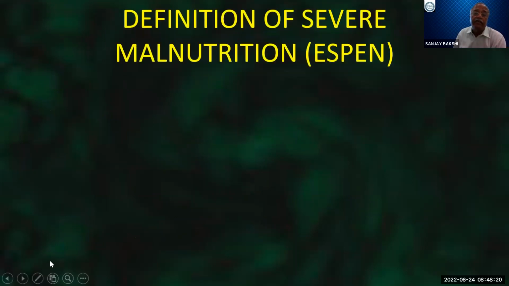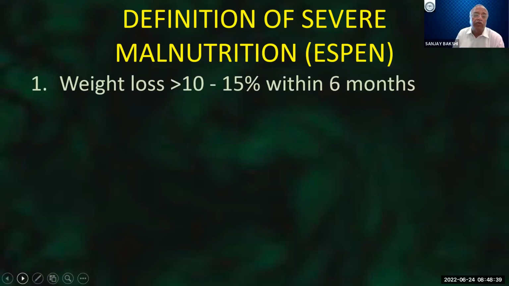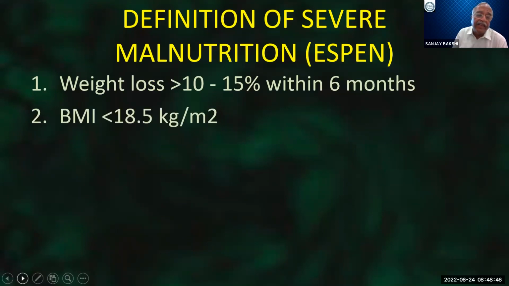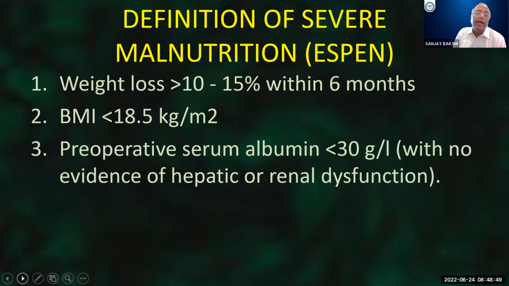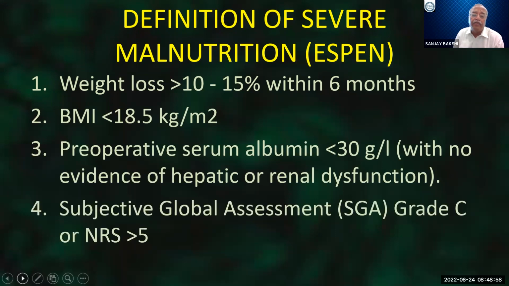So what is the definition of severe malnutrition? What about the European Society of Parenteral and Enteral Nutrition? That's the ESPEN guidelines. You know what the definition of severe malnutrition is? Sir, I don't know the exact definition, but weight loss more than 10 to 15%. You've already talked about that, isn't it? You already know that. A BMI of less than 18.5. Okay. Preoperative albumin of less than 30 grams per liter, which is 3.0, with no evidence of hepatic or renal dysfunction. And if you do a subjective global assessment, grade C, or an NRS grade more than 5.